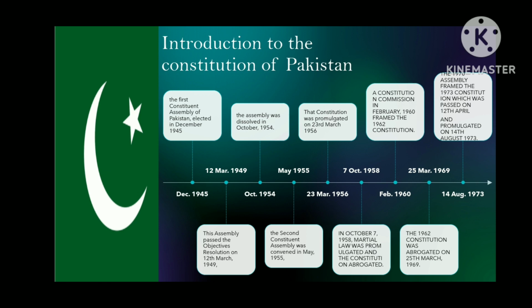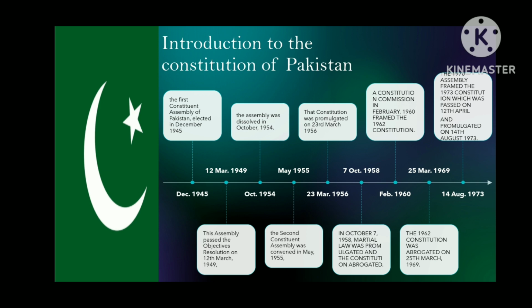Here I have briefly illustrated the history of the Pakistani constitution. The first Constituent Assembly of Pakistan was elected in December 1945. This assembly passed the Objective Resolution on 12 March 1949. The assembly was dissolved in October 1954. The second Constituent Assembly was convened in May 1955. That constitution was promulgated on 23 March 1956.